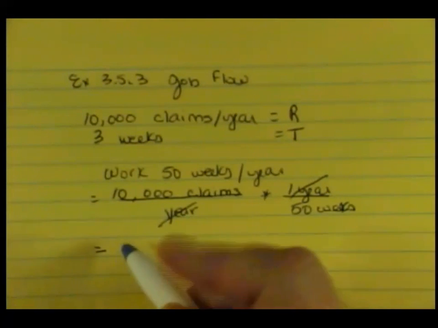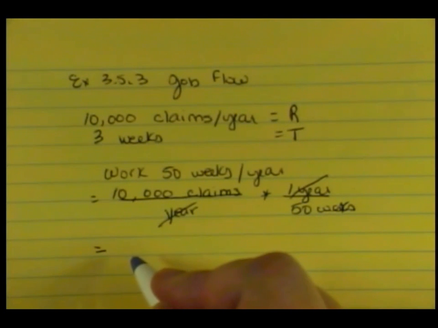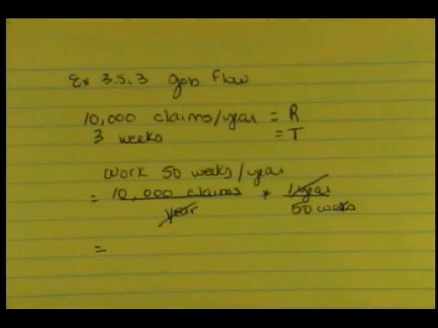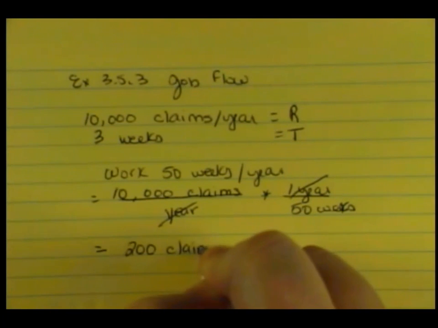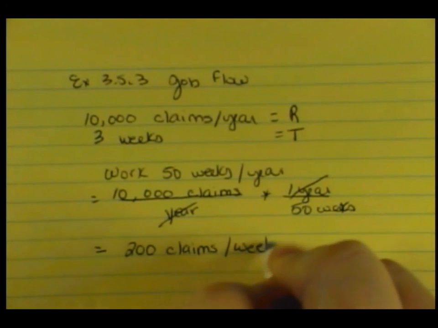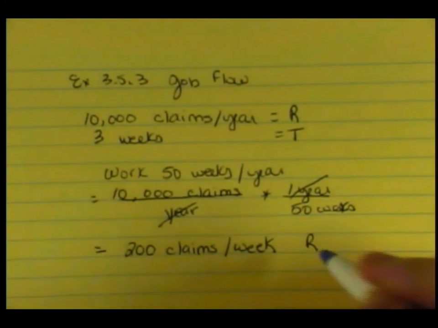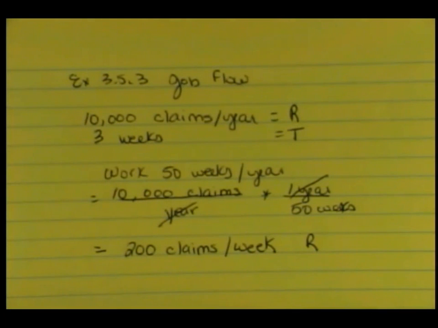Okay, so 10,000 divided by 50 is, let me just make sure, 200 claims per week. So again, that's just getting my throughput into weeks. We need to do that because when you're doing the calculations, your throughput and your flow time need to be in the same time measure. I couldn't finish the calculation if my throughput was in years and my time was in weeks. I wouldn't get a relevant measure.